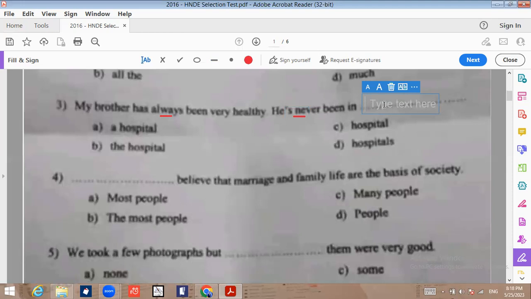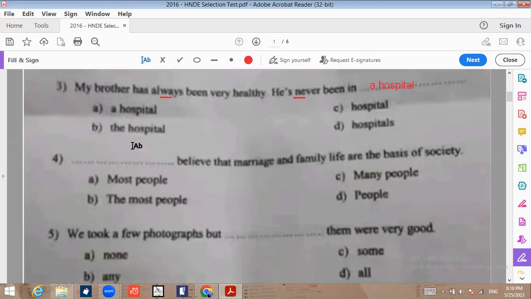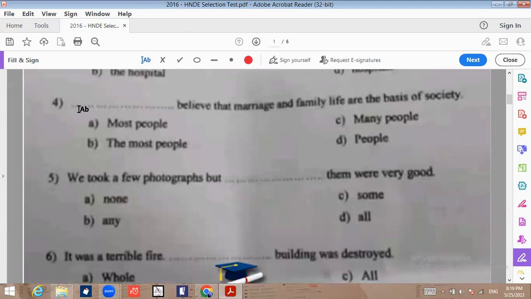So the correct answer is a hospital. He's never been in a hospital. Right. Number 4. Fourth question. Blank believe that marriage and family life are the basis of society. So here I want to tell you something, children. This is very important. I told you already.